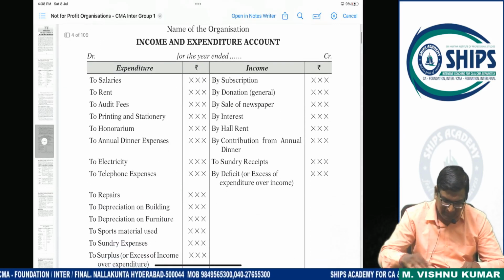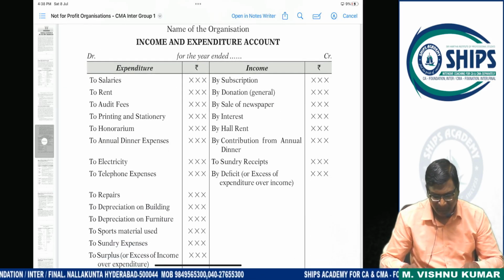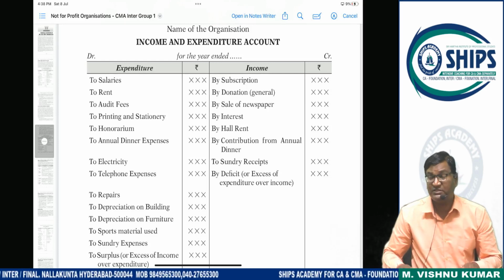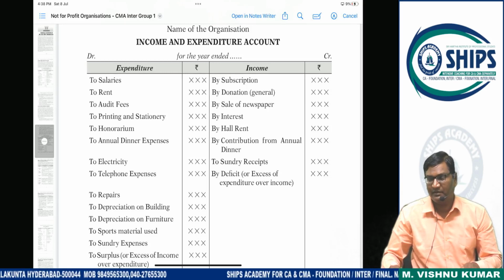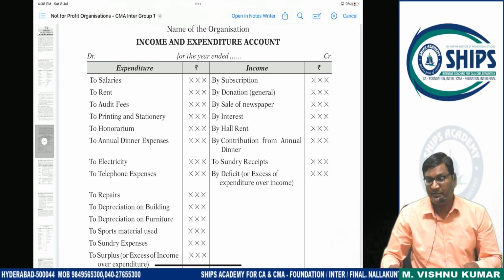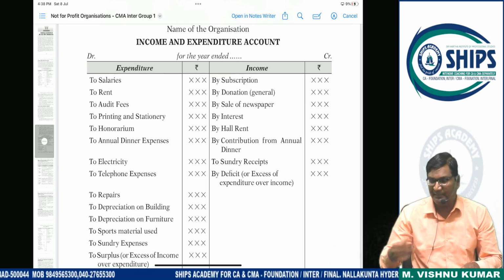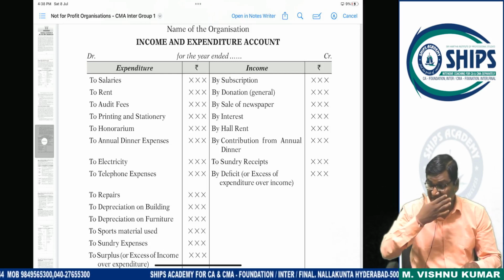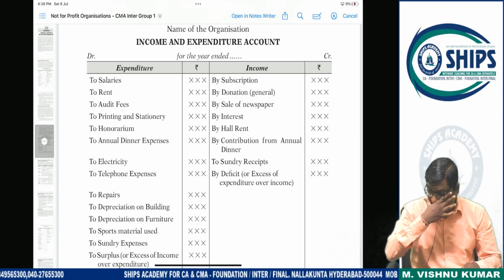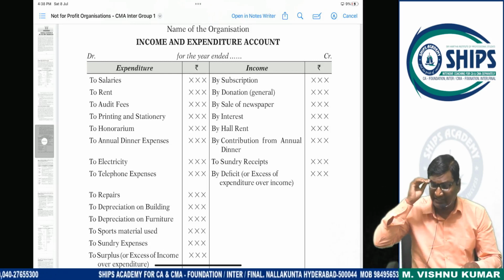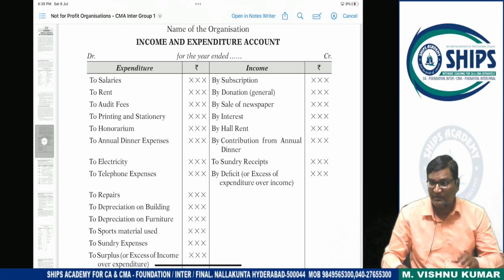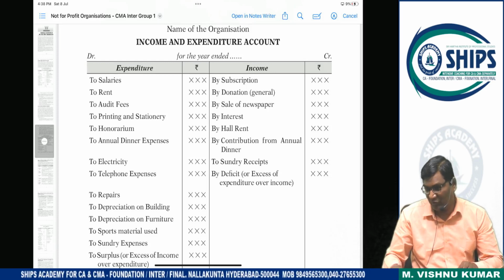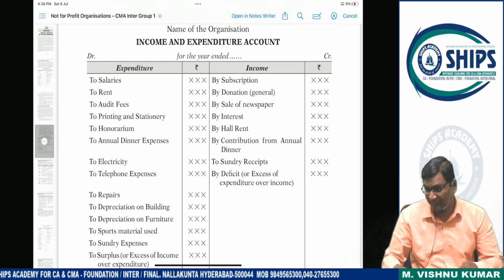This is the format of income and expenditure. Subscription, donations, sale of newspaper, interest, hall rent. Sometimes entrance fees which are not capitalized, life membership fees which are not capitalized, and legacy which is not capitalized will also come. Then any sundry income will also come.